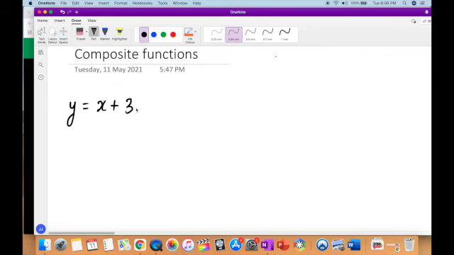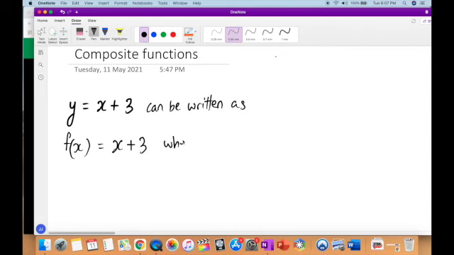So we can see that this is absolutely a function. Because this is a function, it can be written as, instead of putting y, we could put f of x. f of x, a function of x, is equal to x plus 3, where y is a function in x, right?